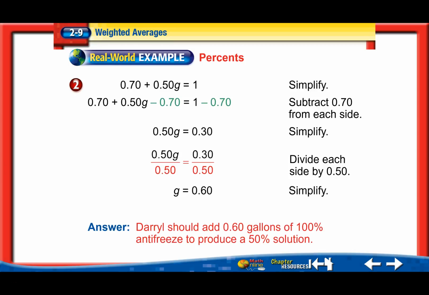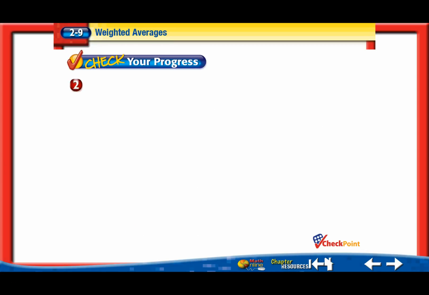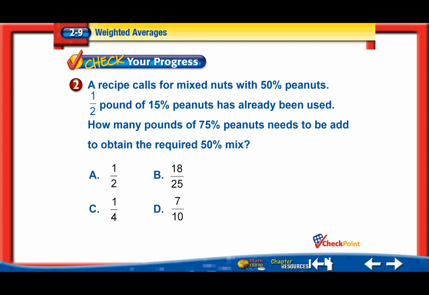And so we would need to add 0.6 gallons of 100% solution to produce an exactly 50% solution. Spoiler alert, it's not that big a deal. It just needs to be 50% solution, as close as you can get it. Pause this, give it a shot.